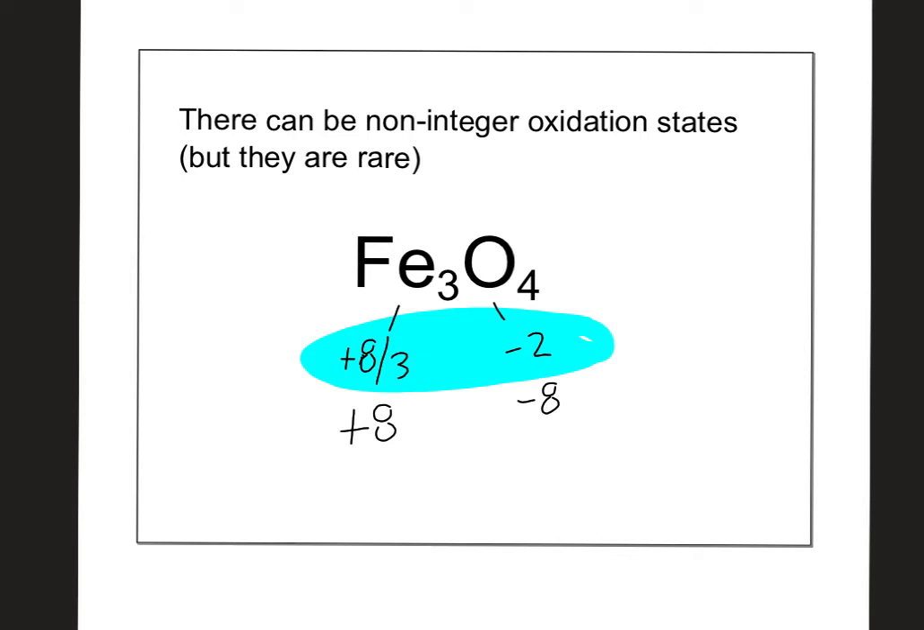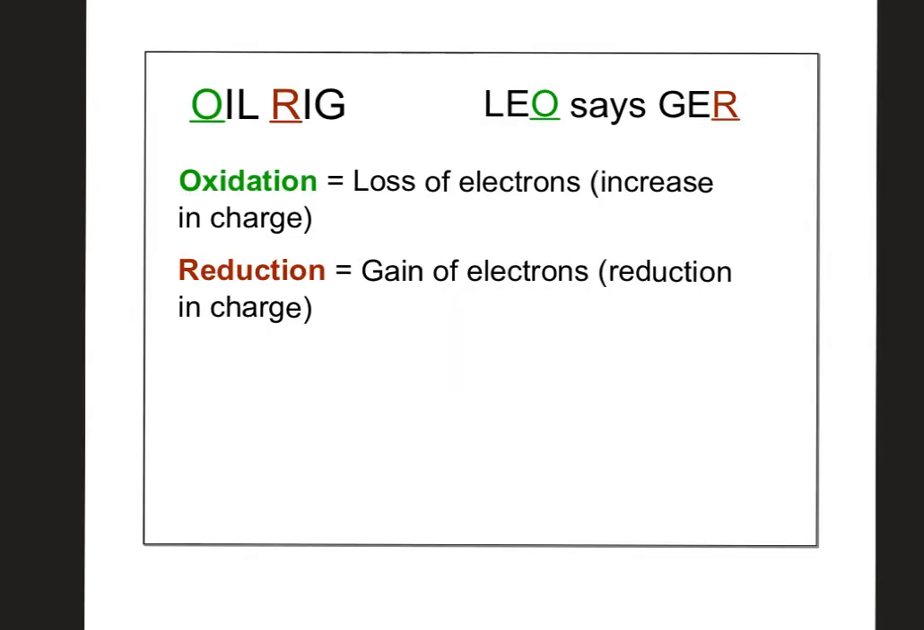All right, so I have oxygen at -2, so that contributes a -8. That means I need iron to be a +8, and there's 3 of those. So that means each iron must be a +8/3. So the oxidation state for iron is +8/3.